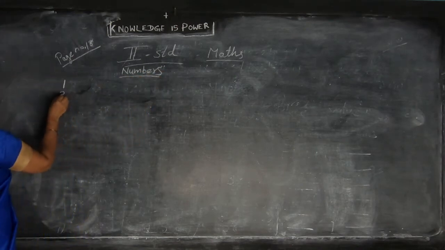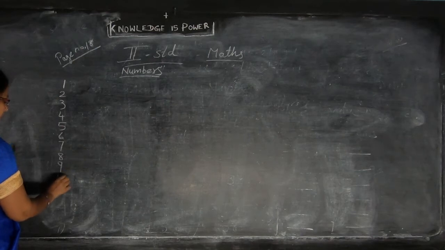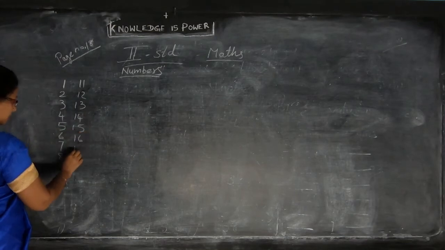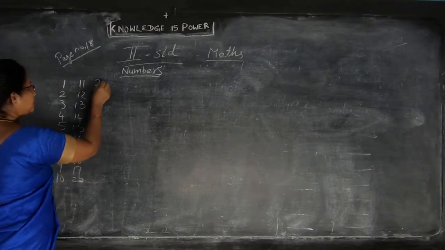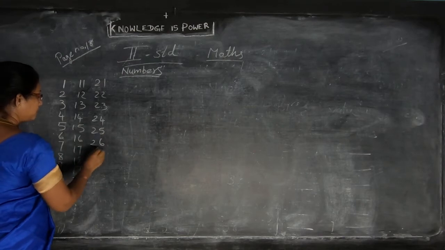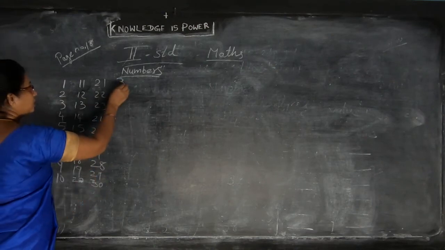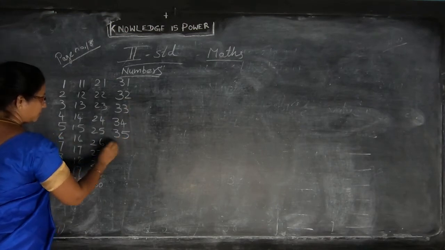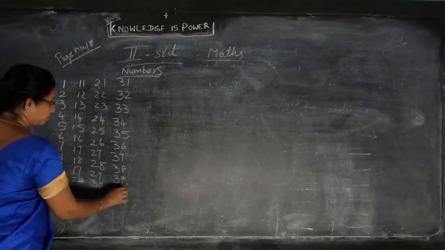See here, 1, 2, 3, 4, 5, 6, 7, 8, 9, 10, 11, 12, 13, 14, 15, 16, 17, 18, 19, 20, 21, 22, 23, 24, 25, 26, 27, 28, 29, 30, 31, 32, 33, 34, 35, 36, 37, 38, 39, 40.